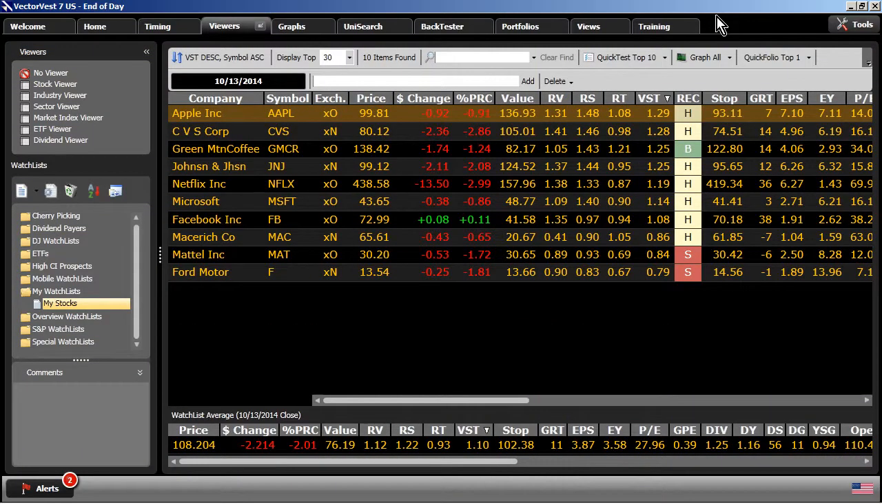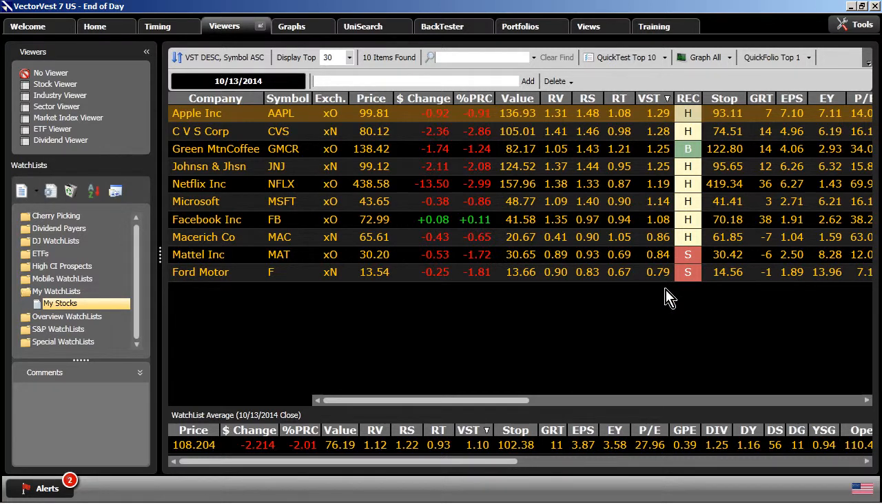Okay, here we are back in VectorVest and we're looking at a watch list of stocks. In Lesson 1, you learned that the stocks are sorted by our master indicator, which is VST. Now remember, that's one great way to keep it simple, because you've got the stocks with the best combination of value, safety, and timing up here at the top, and the ones with the worst combination down here at the bottom.